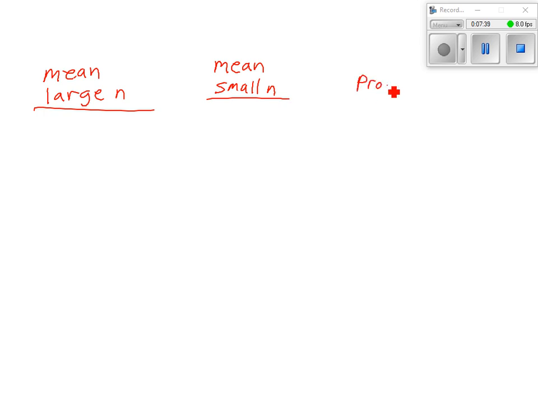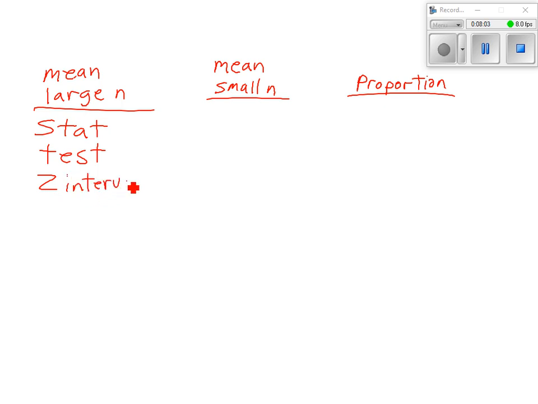Is it before or after signature? Probably after. Oh, confidence intervals right here. You have stat, test, Z interval, stats, enter.